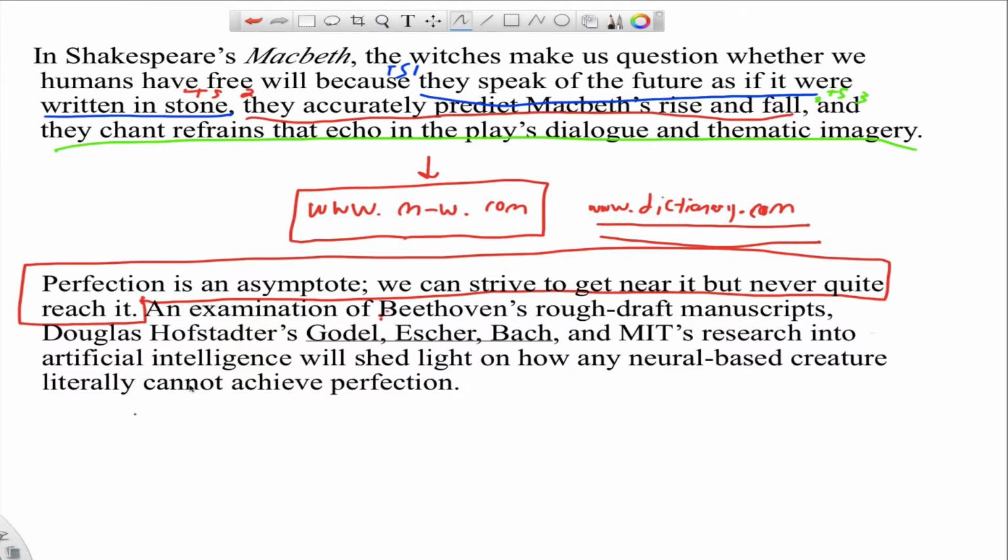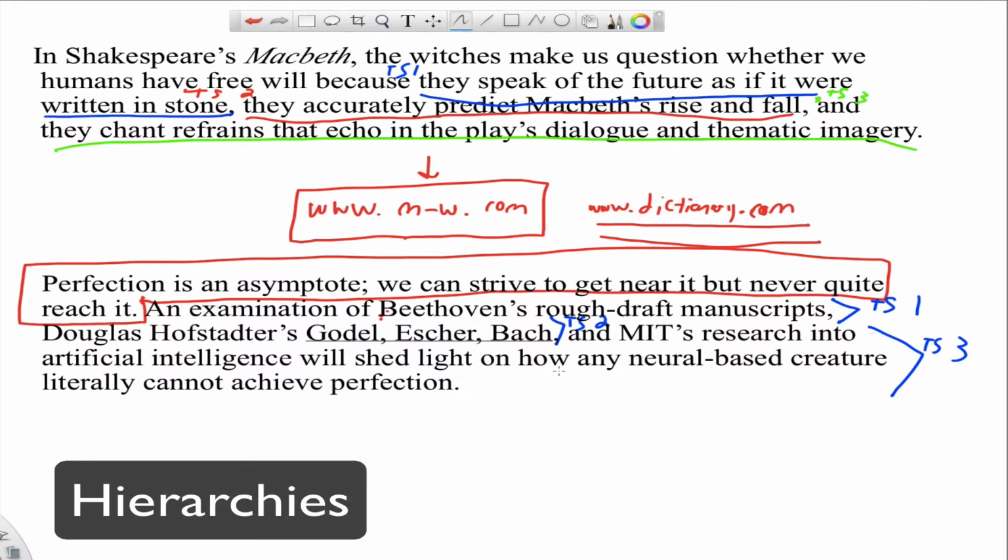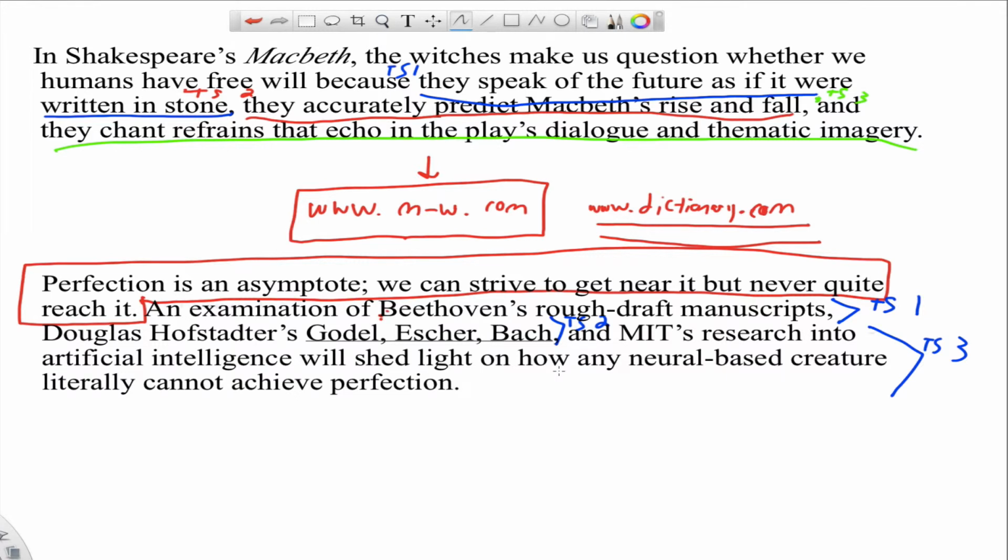And then we have this examination of Beethoven's rough draft manuscripts. That's topic sentence 1. Hofstadter's Gödel, Escher, Bach, that discussion is going to be topic sentence 2. And MIT's research is going to be topic sentence 3. And later the author goes on to discuss how Beethoven's rough draft, quote-unquote, mistakes actually opened the door to more complex forms of creativity, arguing that perfection would actually kill creativity. She also dealt with Hofstadter's discussion of sentience, computer science, and tangled hierarchies in Gödel, Escher, Bach, and how humans cannot, on a deep-seated neural level, achieve perfection.